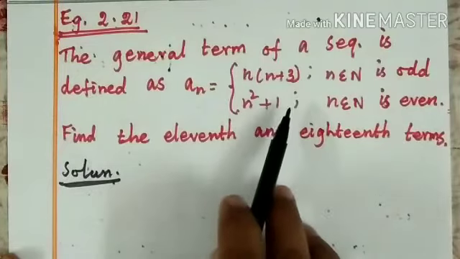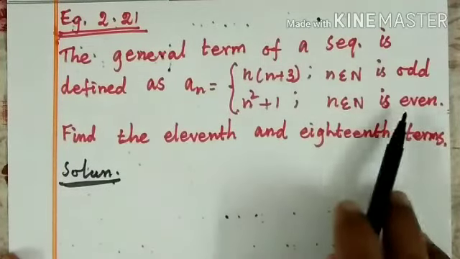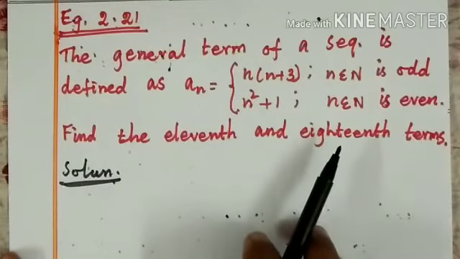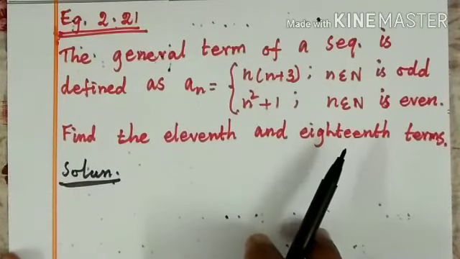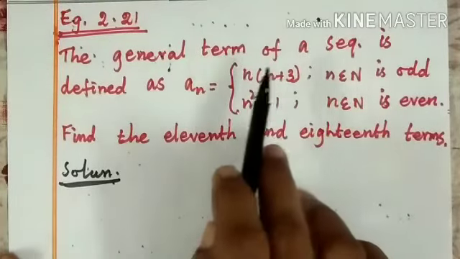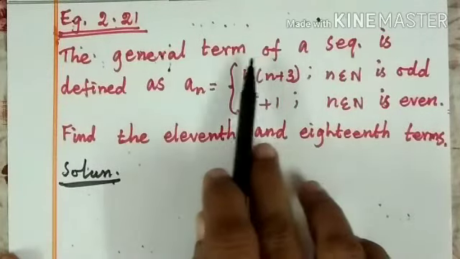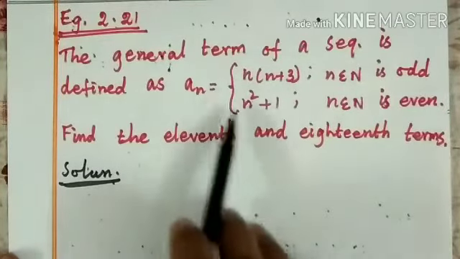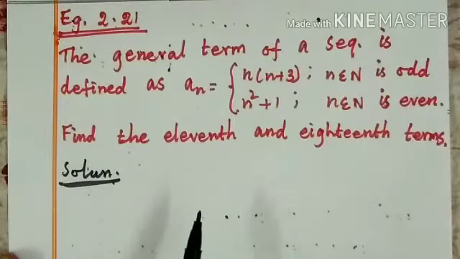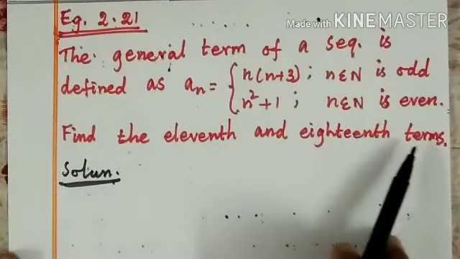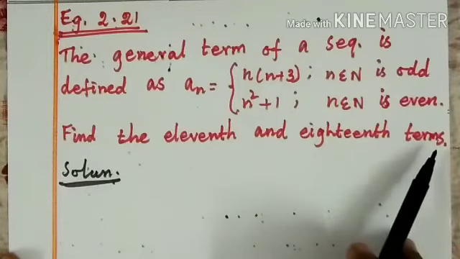N squared plus 1, n belongs to natural number, is even. Find the 11th and 18th term. In this question, general term is given, that is, this is the general term of odd number and this one is the general term of even number. Here we have to find the 11th term and 18th term.